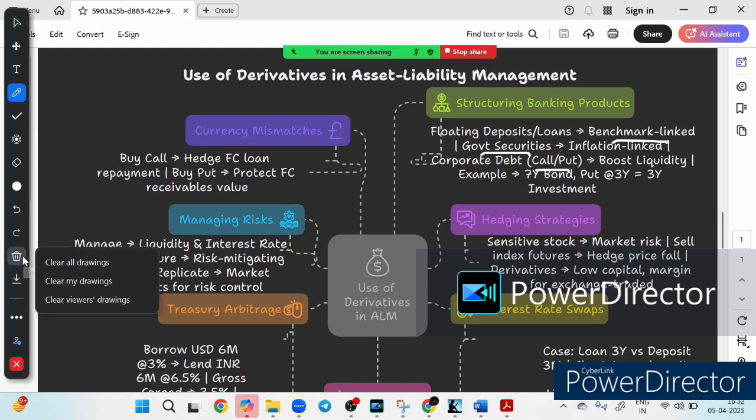For example, you can see here a 7-year bond with a put option at the end of year 3 is equal to a 3-year investment. It acts like a 3-year investment, right? So this is how you should structure banking products. Like we already know that whenever you take any kind of loan, it is always linked to the benchmark link, obviously. Now friends, if we talk about the hedging strategy, suppose a bank hedges market risk using derivatives like index futures.